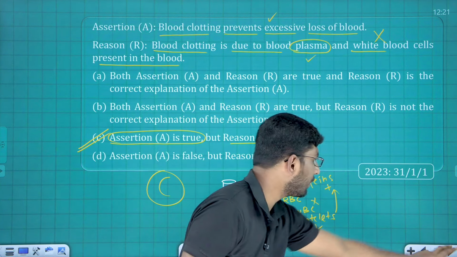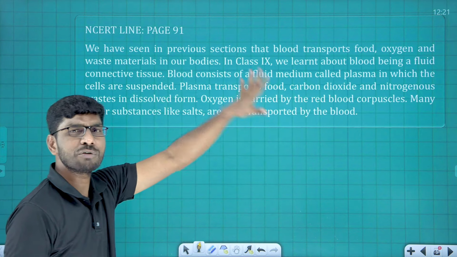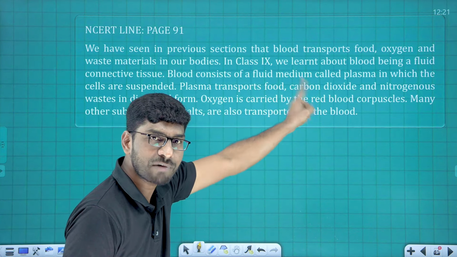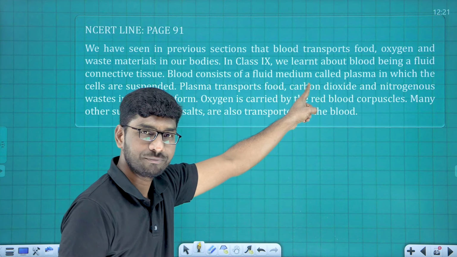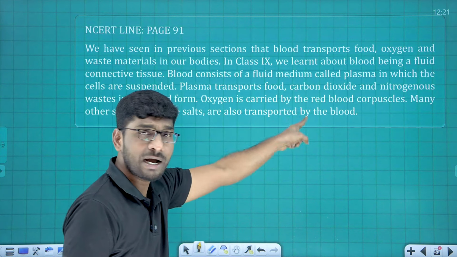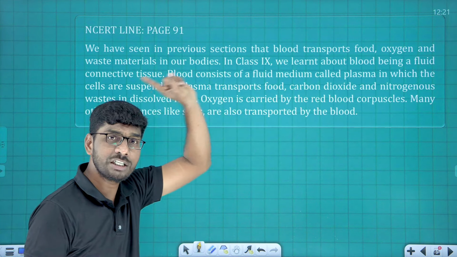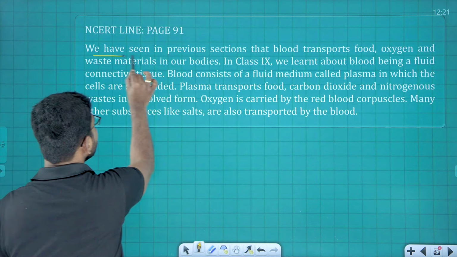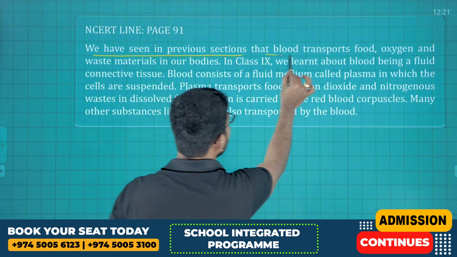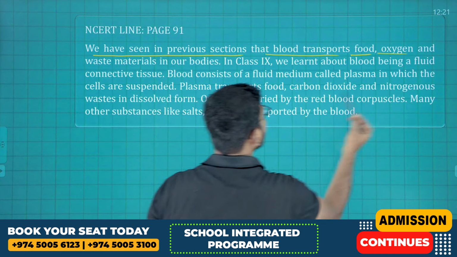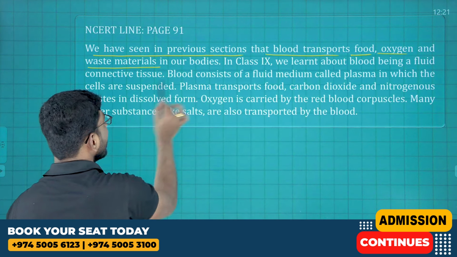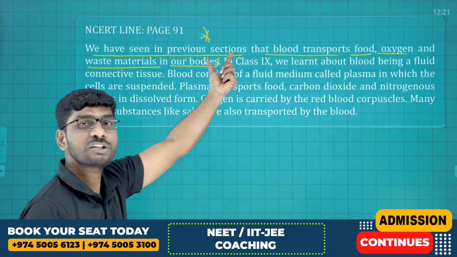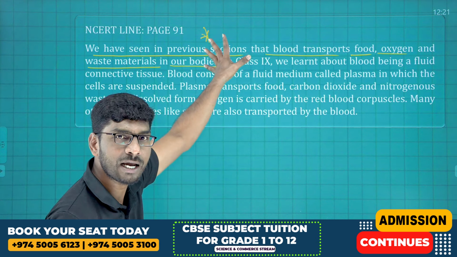I would like to show you one paragraph. This paragraph is very important, students. I'm expecting one question from this paragraph in the 2025 final exam. Look at what is mentioned here. We have seen in the previous section that blood transports food, oxygen and waste material in our body. A statement based question can come from this line. An assertion reason question can come from this line.